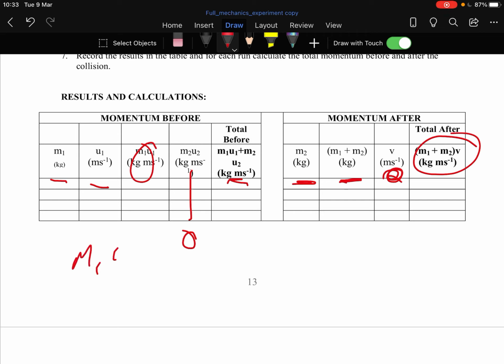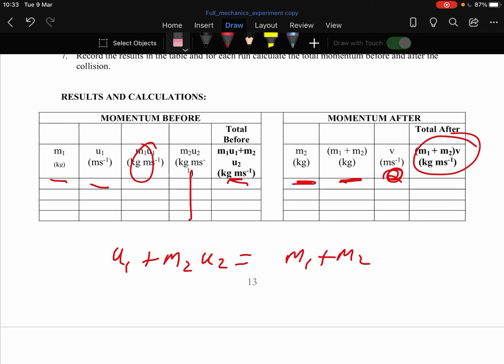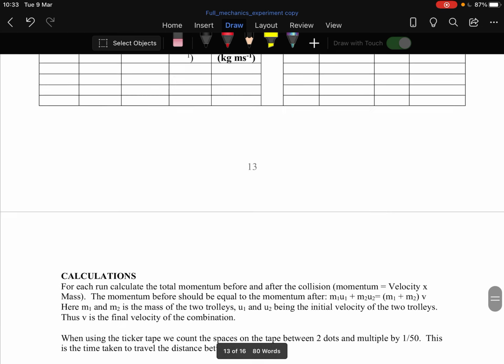It's this equation. M1 U1 plus M2 U2 equals (M1 plus M2) V. That's the equation, okay? Because they stick together, the mass is combined, and then the speed is the same. That's the equation that we're looking at here. So you're just putting the values in one after the other. That's all, okay?